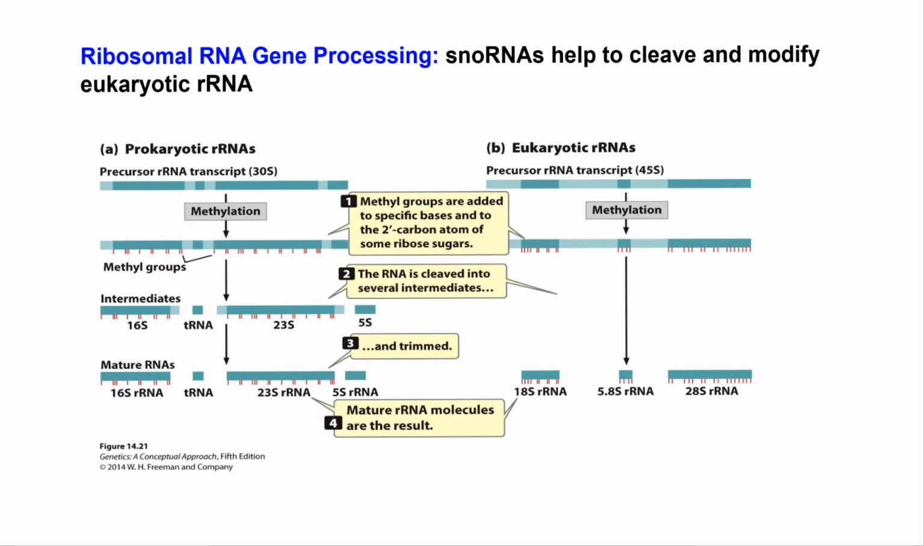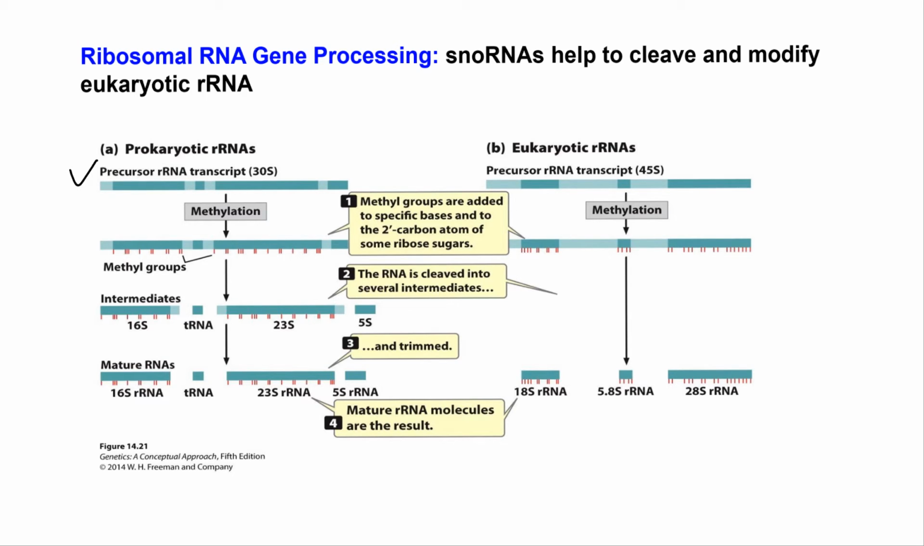The genes for rRNA, ribosomal RNA, like those for tRNA, can be present in multiple copies, and this number of copies can vary between species. In a eukaryotic cell, usually you will find the ribosomal RNA genes in tandem repeats. Once these genes are transcribed, they undergo processing.